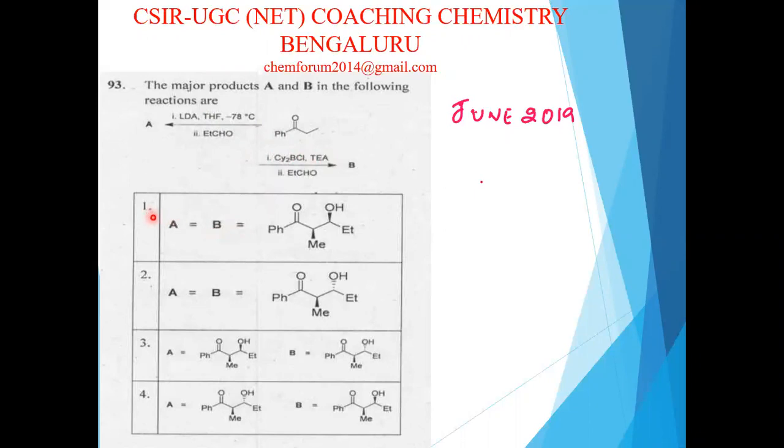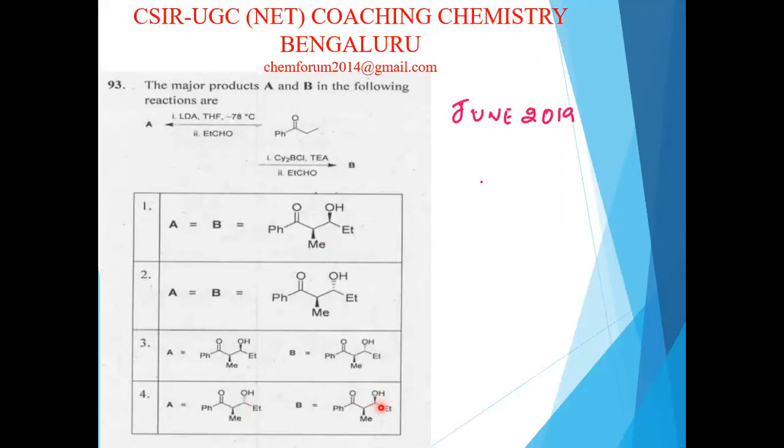In the products, option 1, in both the cases, the product formed is syn product. The syn product means both the substituents on the newly created chiral centers are cis to each other. These are two substituents, and they are cis to each other. And in option B, they are trans to each other, so this is called anti-product. In option C, this is a syn product, and this is anti-product. In option 4, this is anti-product, and this is syn product.